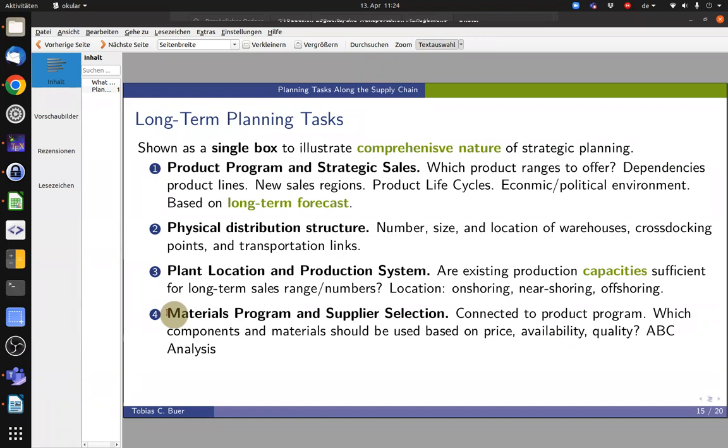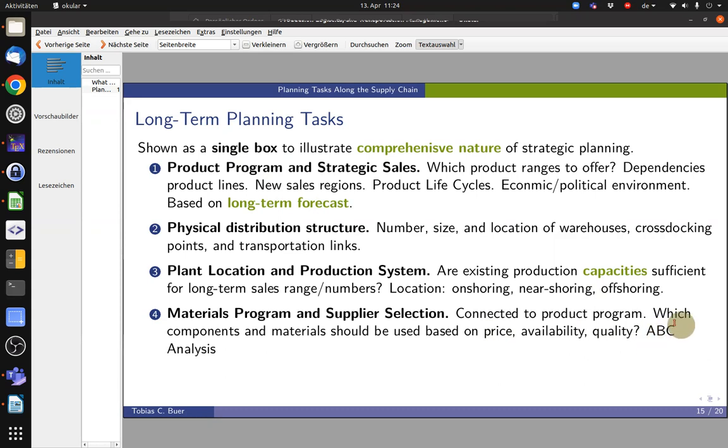And step number 4 discusses the material program and supplier selection. So based on what we want to produce, we have to think about what the different parts, what the raw materials are that we need to purchase or produce ourselves in order to produce the product program. How much do we need of this? And usually the tool ABC analysis that you know from the logistics management course comes in very handy.